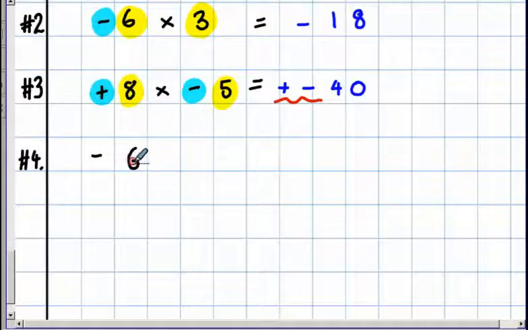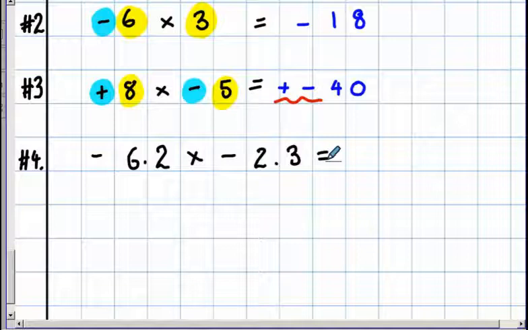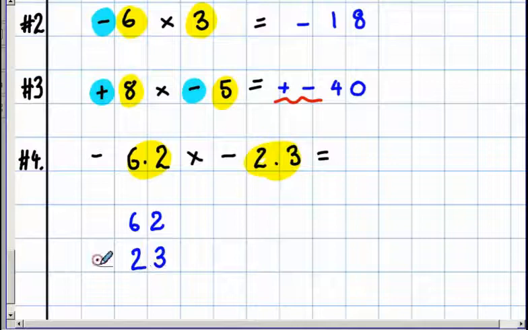Minus 6.2 times minus 2.3. Now, the first thing I'm going to do is work out, using pen and paper, what 6.2 times 2.3 is. So, I write down, remember how we did this? I write down 62 and 23. So I hope you're copying this rather than just staring at it.